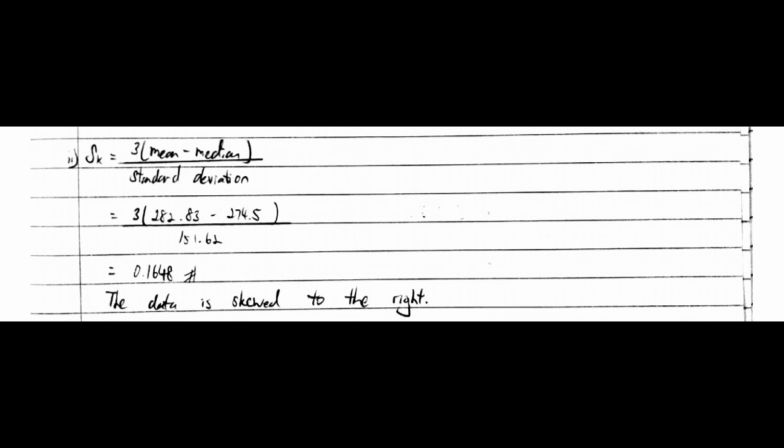So based on the mean and median that we have got, we substitute the values into the formula. So 3 in bracket 282.83 minus 274.5 over 151.62. So the answer is 0.1648. Thus, the data is skewed to the right.